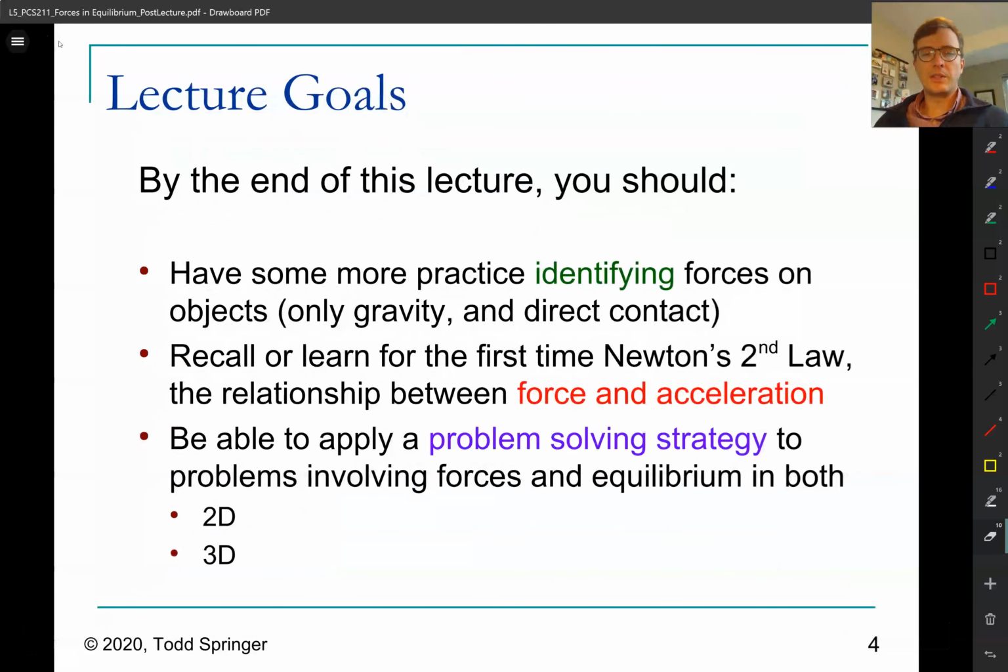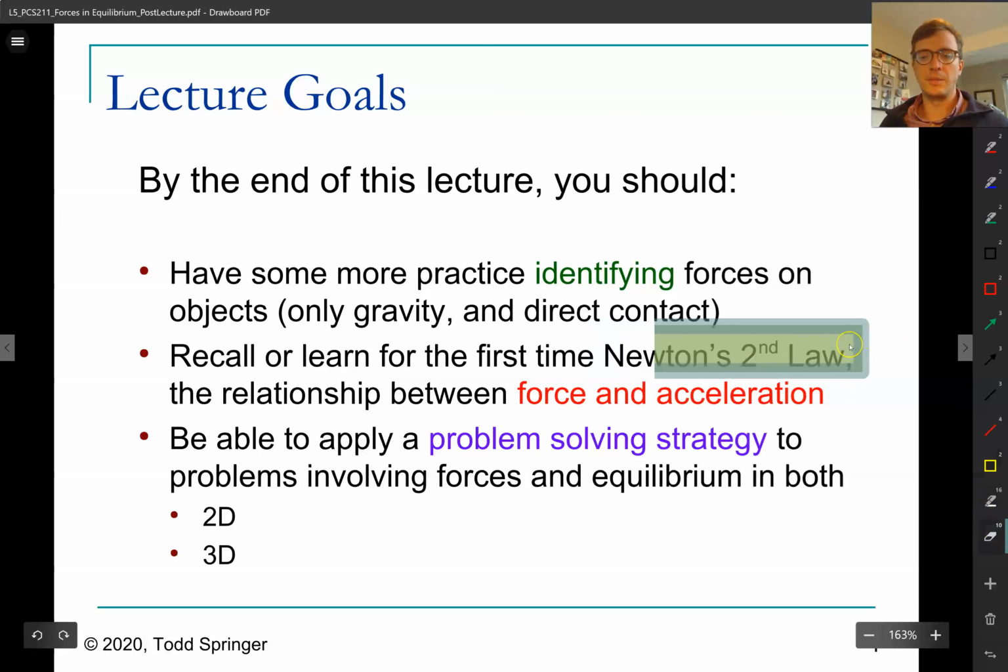The purpose of this lecture is that you're going to have some more practice identifying forces. So we talked about how to identify the forces acting on an object in the last lecture. And then I'm going to teach you the principle of what must be true about the forces if the object is in equilibrium. And that is something which is called Newton's second law, which is possibly the most important equation in the course. And so this will be the first time that we encounter it, but we will encounter it many more times before the semester is over.